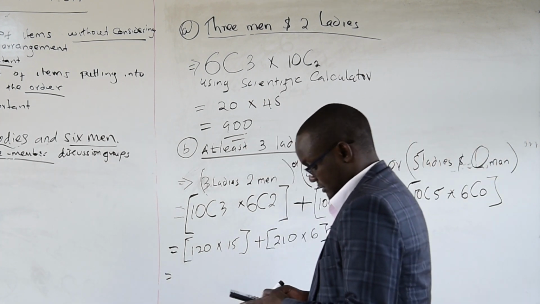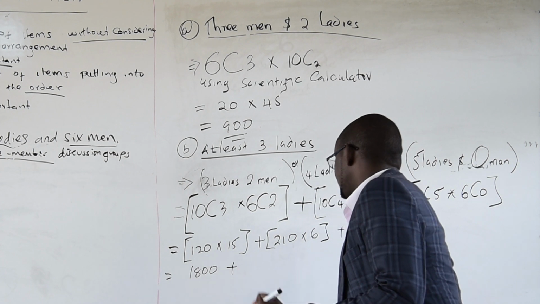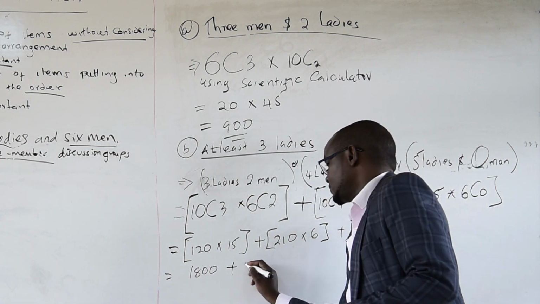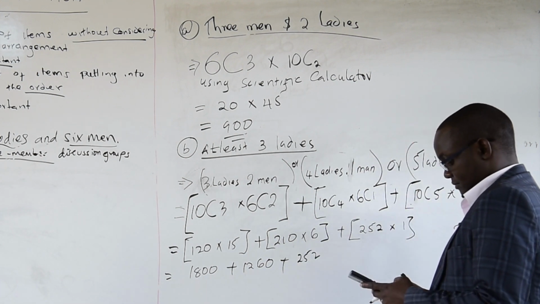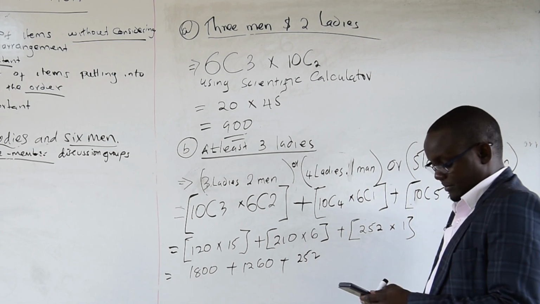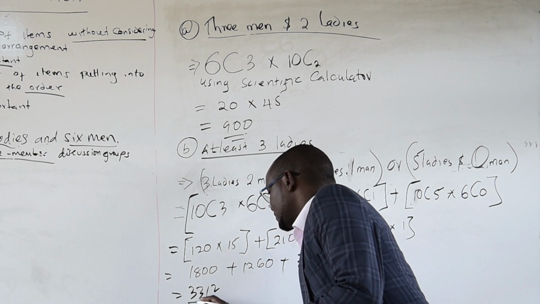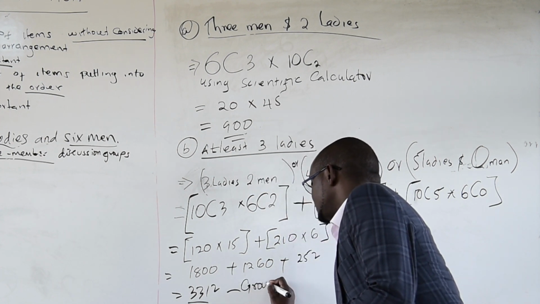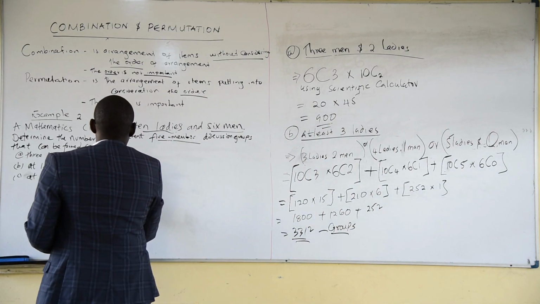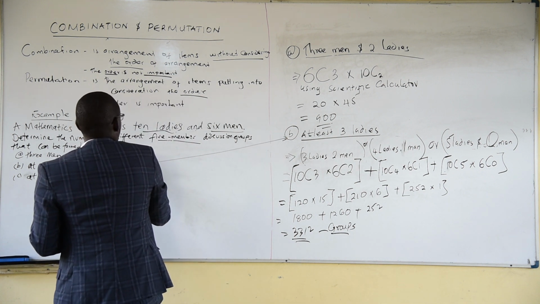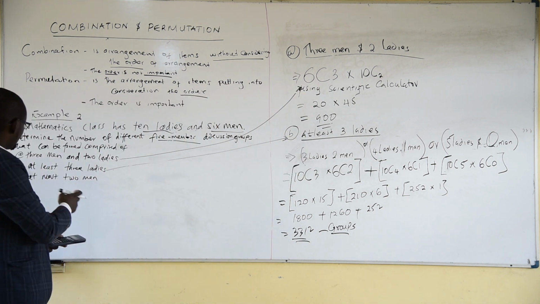So we can solve this. We have 120 times 15, which is 1800, plus 210 times 6, which is 1260, plus 252. When you add these three, you get 3312. These are the possible groups that you can form from B. So this is for B. Then for A, we have this. So let us do C.